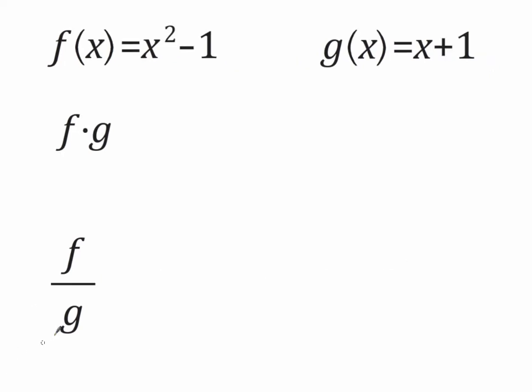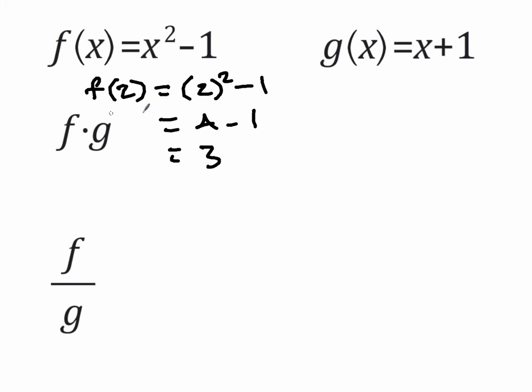Okay, same thing is true with multiplication. You can multiply two functions together. Let's say I plugged in 2 again for f. Well, what f would spit out is 2 squared minus 1. So now what f does is it takes the input, it squares it, and then it subtracts 1. So I would get 3 for f of 2.